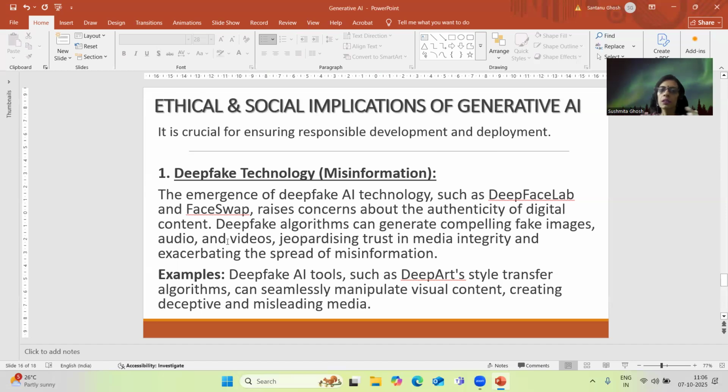That's very important. So your social concerns which are there, ethical concerns which are there, the most important among them is deepfake technology, which is actually generating misinformation. And face swap is something which is dangerous. You may swap anybody's face with anyone and show that he is stealing, he's a burglar, he's a killer, he's a murderer, anything. Deepfake algorithms can generate compelling fake images, audios, videos, jeopardizing the trust in media.